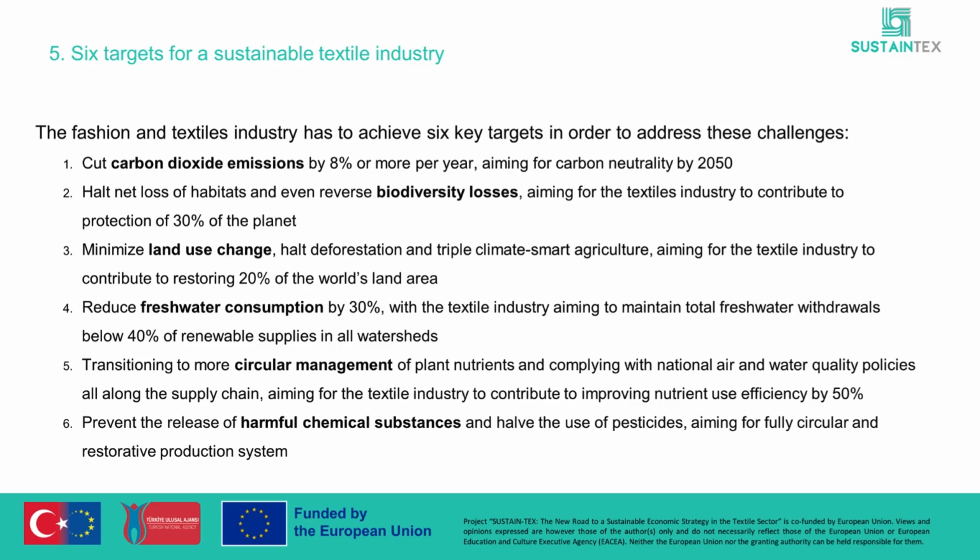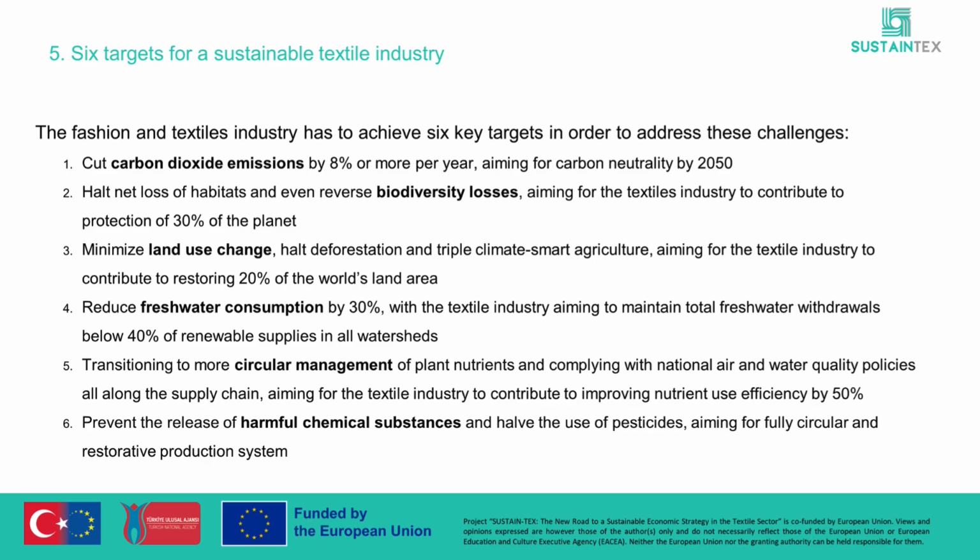Third, to minimize land use change, to halt deforestation, and to triple climate-smart agriculture, aiming for the textile industry to contribute to restoring 20% of the world's land area. Fourth, to reduce freshwater consumption by 30%, with the textile industry aiming to maintain total freshwater withdrawals below 40% of renewable supplies in all watersheds.